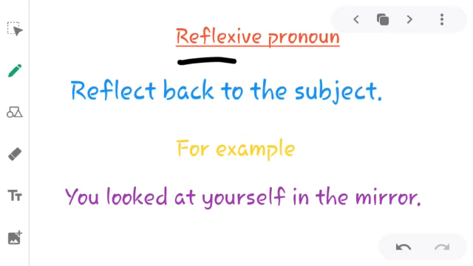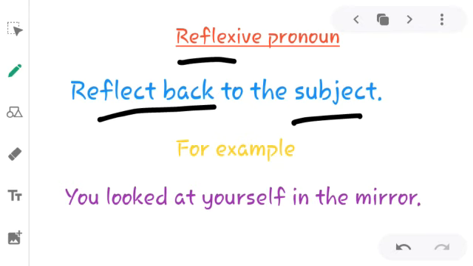Reflect basically shows reflection of something. So that pronoun that reflects back to the subject is called a reflexive pronoun. For example, if my subject is I, then I will use myself as a reflexive pronoun.